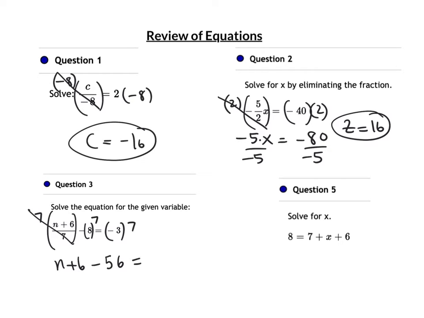Minus 56 equals -21. This can be simplified. I can combine like terms. 6 minus 56 is -50. And now I can get the n by itself. The goal is to get the variable by itself by adding 50 to both sides. So n would be 29, I believe.